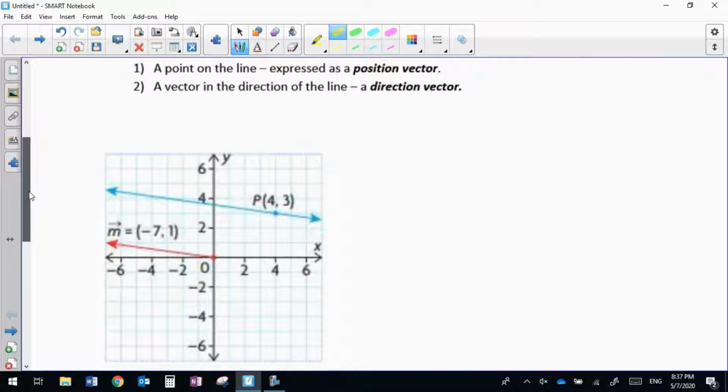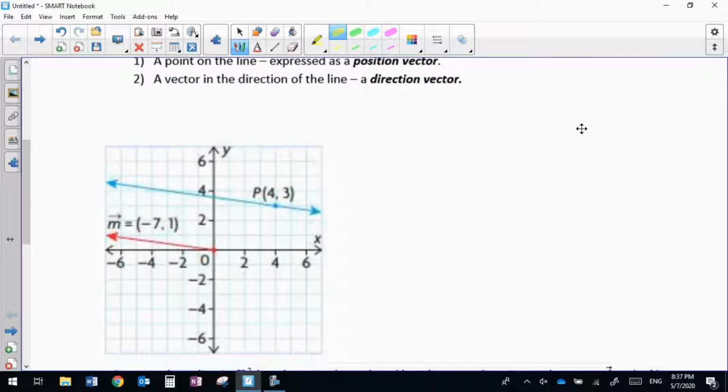So take a look at this example where I've got some numbers here. So suppose I want an equation of this blue line. It goes through the point (4, 3). And you can actually count the slope here. If you look at the rise and the run between these points right here, you can see that the line has a slope of -1/7. So of course I can use the slope and this point to come up with the equation, but that's not what we're trying to do here.